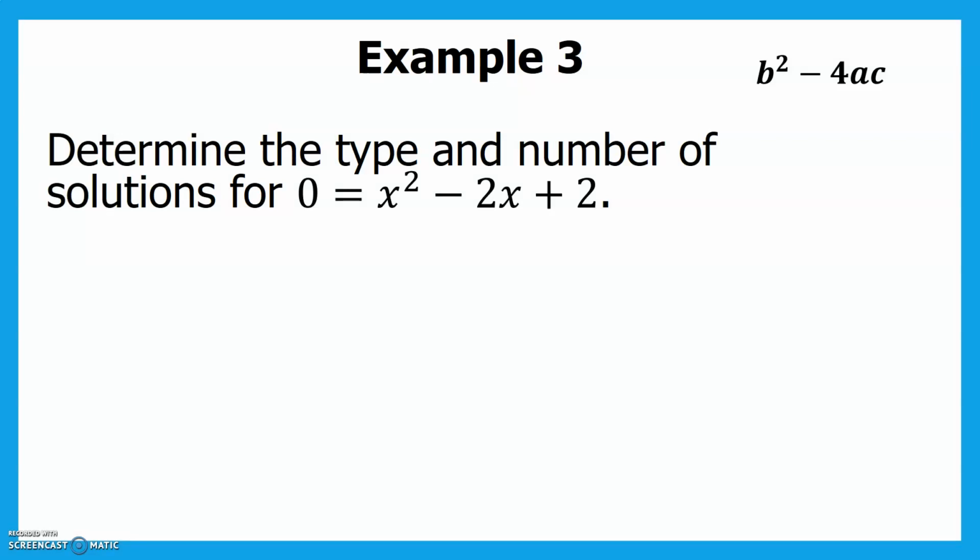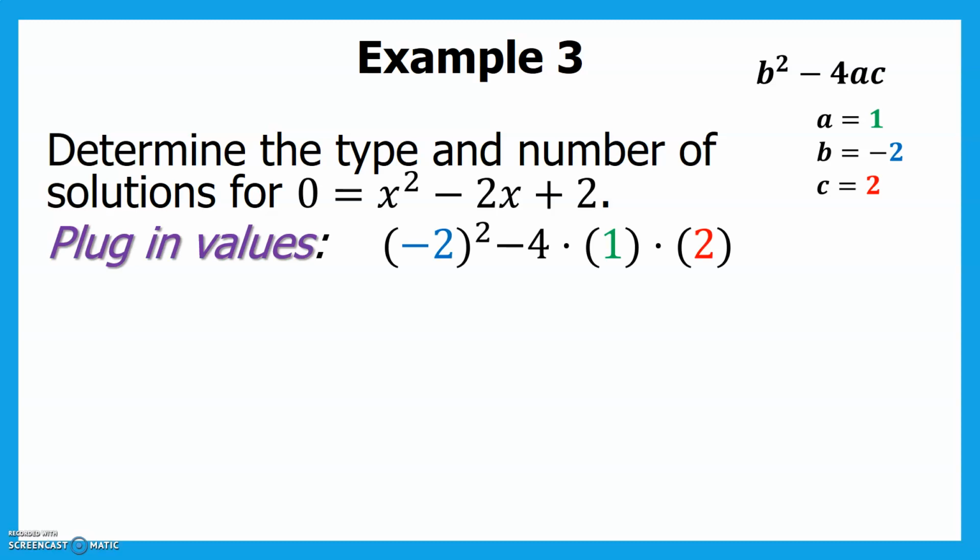All right, example 3. Determine the type and number of solutions for 0 equals x squared minus 2x plus 2. Identify A, B, and C. A is 1, B is negative 2, C is positive 2. Plug those values in. I get negative 2 squared minus 4 times 1 times 2.